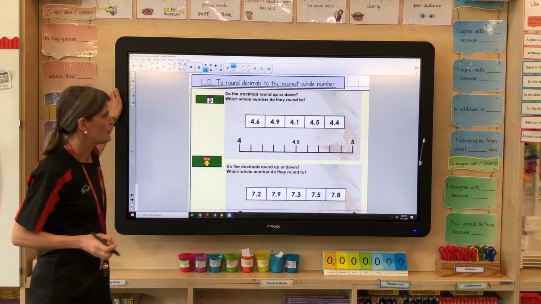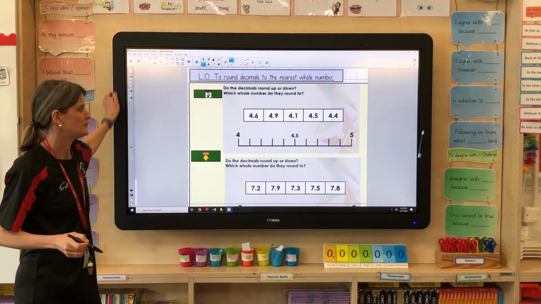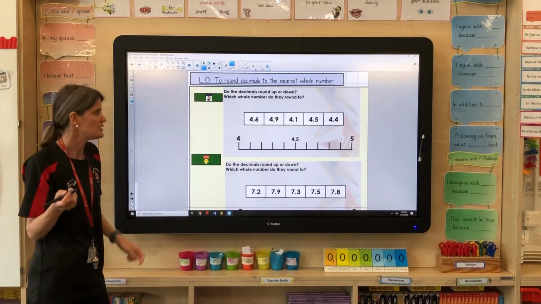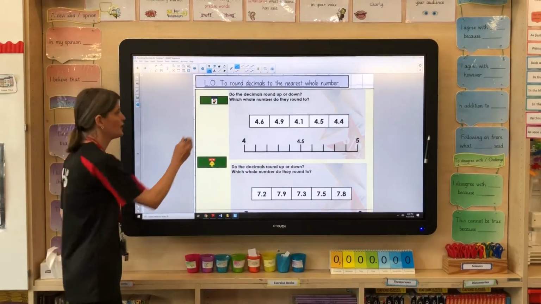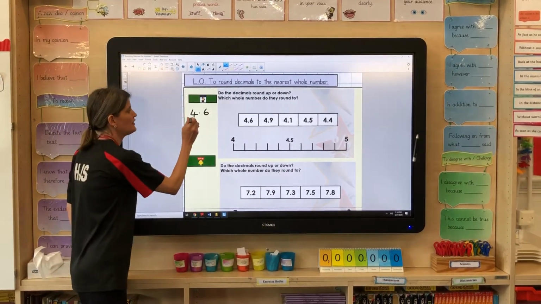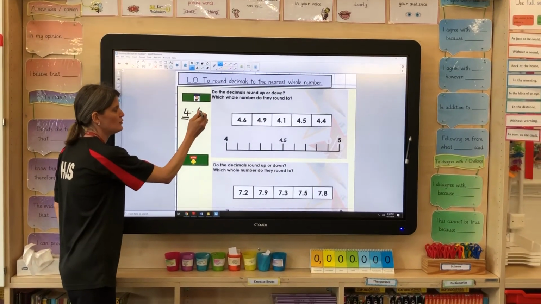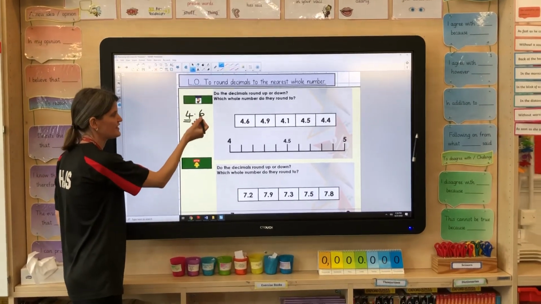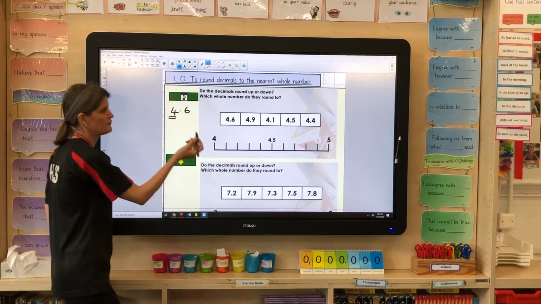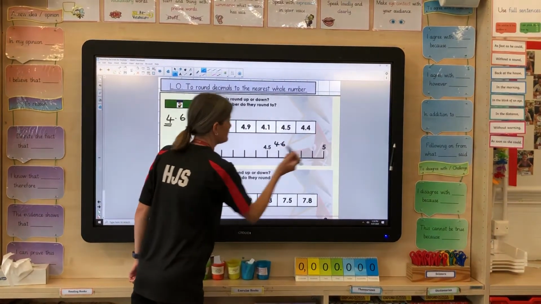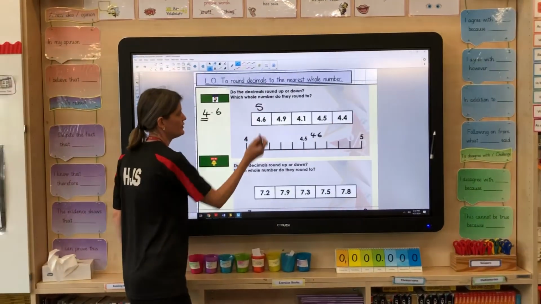Do the decimals round up or down? Which whole number do they round to? 4.6. Now this is where the rhyme that we have been using before when we've rounded might help you. We're rounding to the nearest whole number, and the rule says underline the digit and look next door. If it's 5 or greater, add 1 more. So my 6 is telling me it's going to round up to 5. And you can see 4.6 is closer to 5. So it would round up to 5.